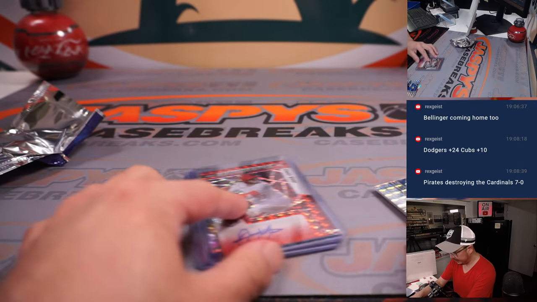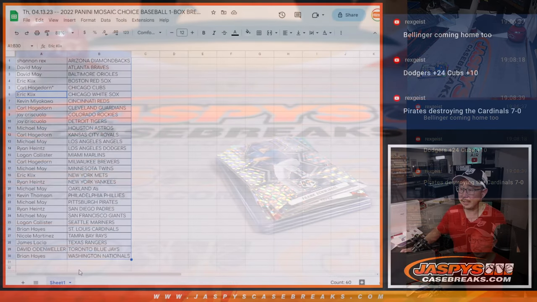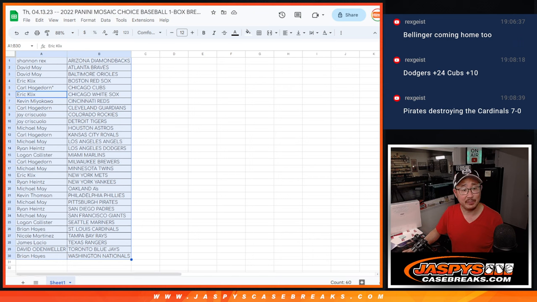And then he was called back up. Got a little bit of a ceiling. I got him stashed away on my fantasy baseball bench. All right, let's gather everybody's names from Rex to Brian and everyone in between.